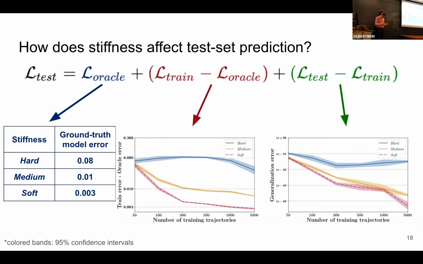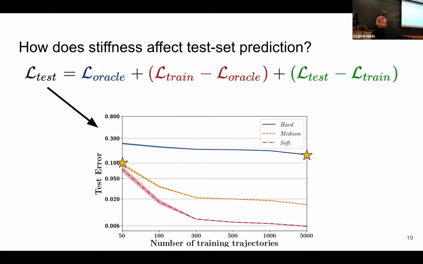So when you add these all together to get the final test set error, it looks even more dramatic. And particularly, we note that our most stiff models, which is something relatively realistic, even with 5,000 training trajectories, are still performing worse than even our medium stiffness model on just 50 training trajectories.